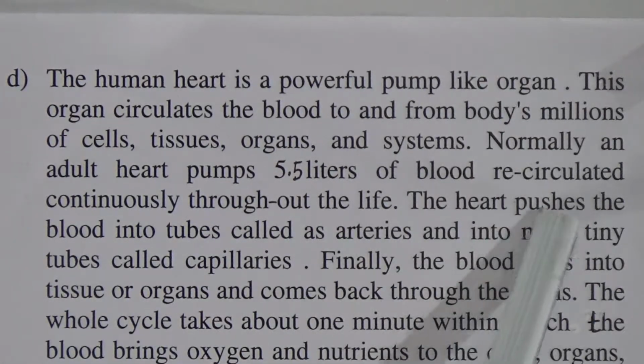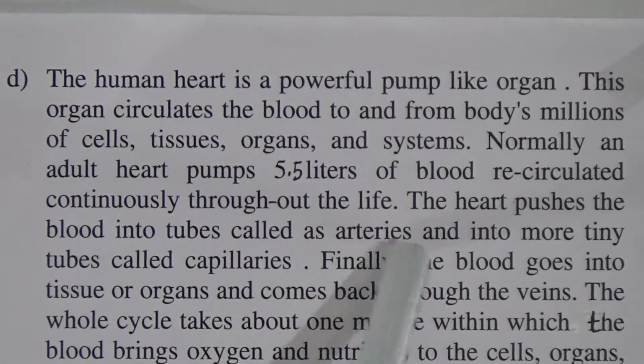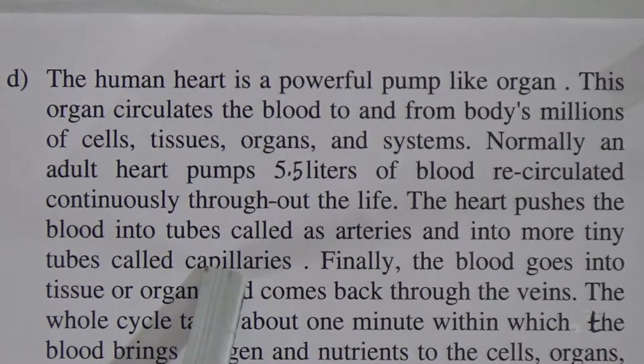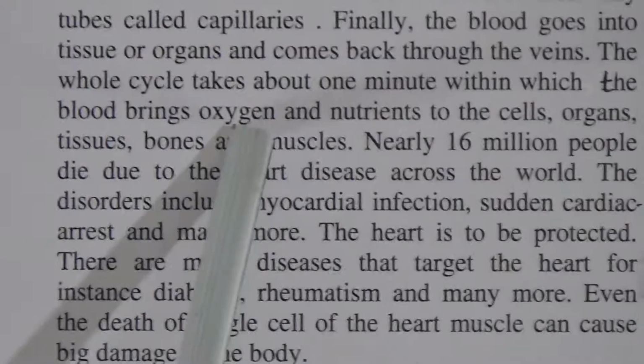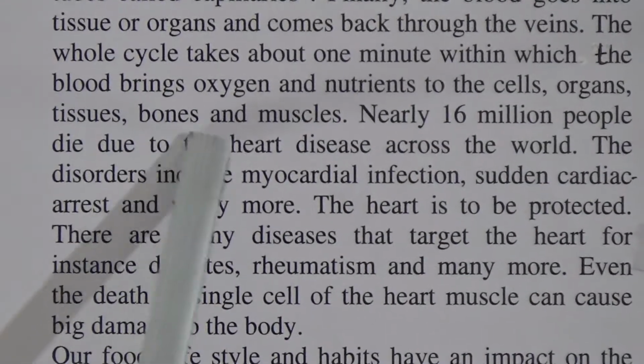The heart pushes the blood into tubes called arteries and into more tiny tubes called capillaries. We have already seen this capillaries picture in our previous class, lecture number 8. Finally, the blood goes into tissue or organs and comes back through the veins. The whole cycle takes about 1 minute, within which the blood brings oxygen and nutrients to the cells, organs, tissues, bones and muscles.